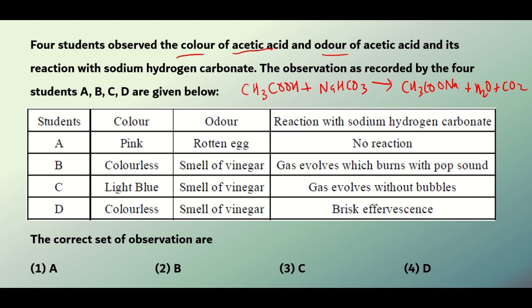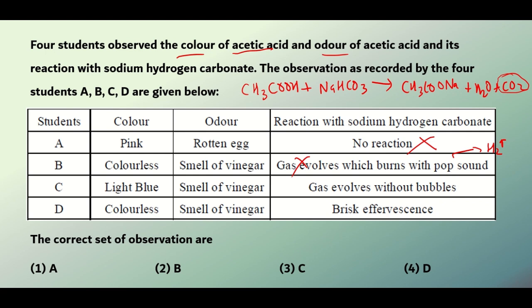Now, if we look at the fourth column, we see its reaction with sodium hydrogen carbonate. In A, student A is saying there will be no reaction. However, we saw that a reaction is taking place. So option 1 is incorrect. Option B, or rather student B, says the gas which evolved will burn with a pop sound. The gas which evolved over here is carbon dioxide. However, the gas which student B is referring to is hydrogen gas. Hydrogen gas is the gas which burns with a pop sound. Since hydrogen gas is not evolved, this is also incorrect.